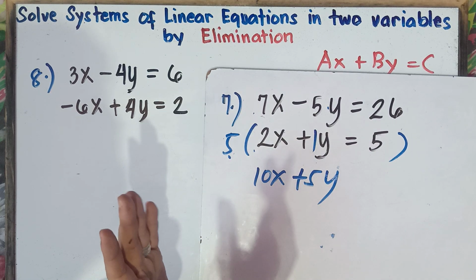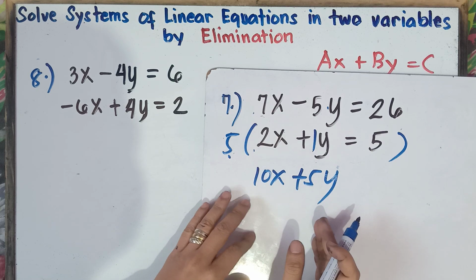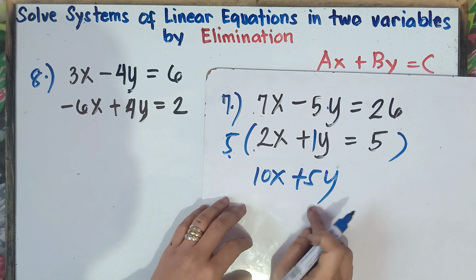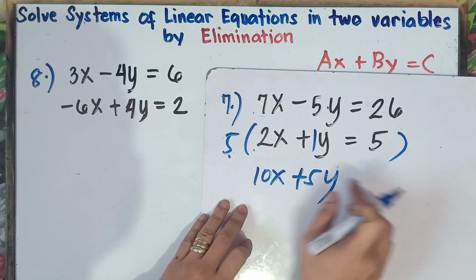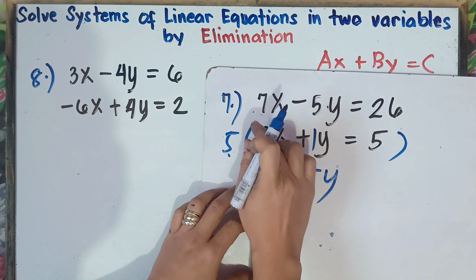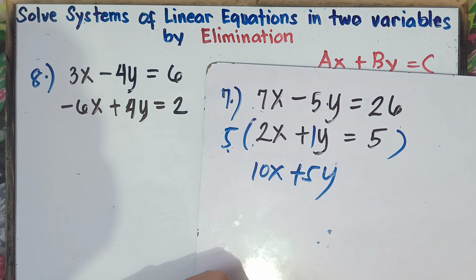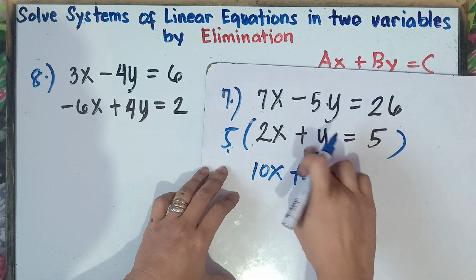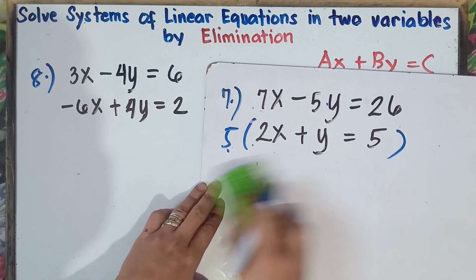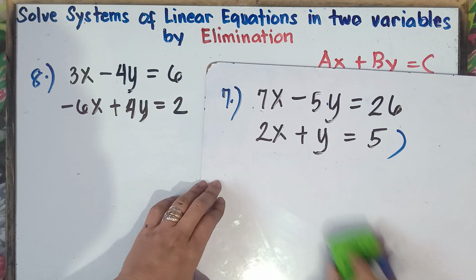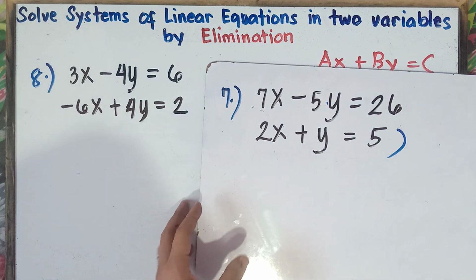Okay, once again, class, for number 7, the clue there is we need to eliminate y, because it's very easy, class, to eliminate y. We just simply multiply the second equation by 5 and then nothing to do with the first equation. Simply copy the first equation, class. Okay, I hope it's clear for you, class, with regards to example number 7. So you try this one, class, and then you put your answer on the comment section down below with regards to example number 7.